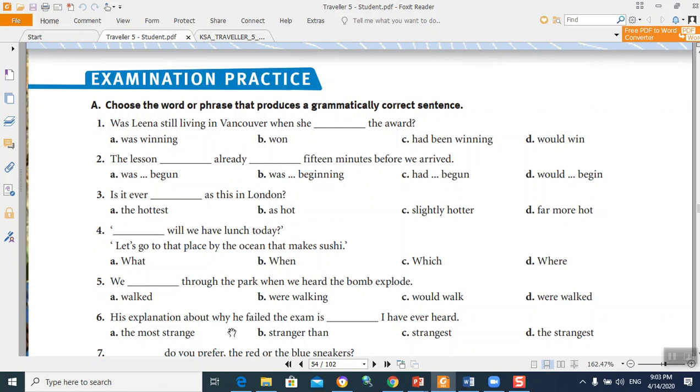Okay? Number 5. We through the park when we hear the bomb explode. You should remember immediately when, because we talked about when in number 1. So here is the past simple. If you remember, in number 1 was living. So here, what is your choice? It should be in number 5, yeah, it is past progressive, which is were walking. So remember, when 2 actions, one in the past simple and one in the past progressive.